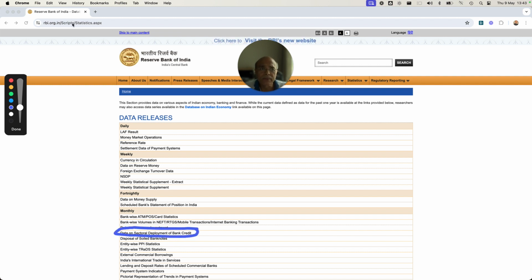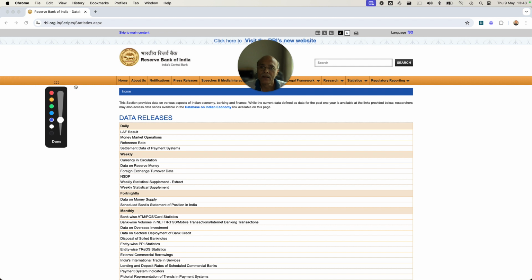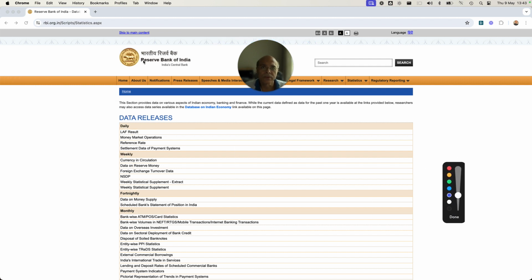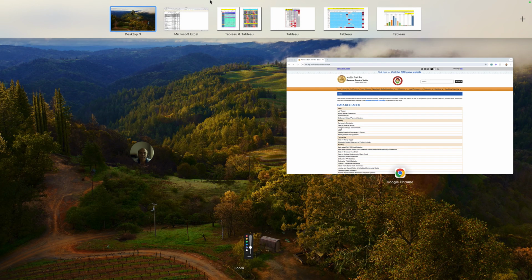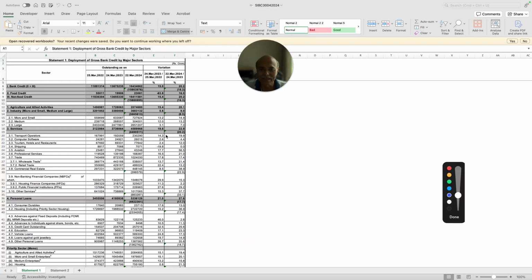Now, if you go to this website, you will see that RBI publishes this data on a monthly basis, and this data looks something like this. So I'll show you the Excel sheet. Rather than clicking on this link, I'll go straight to the Excel sheet.